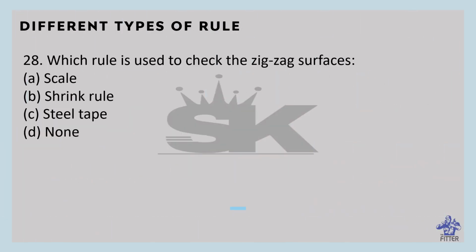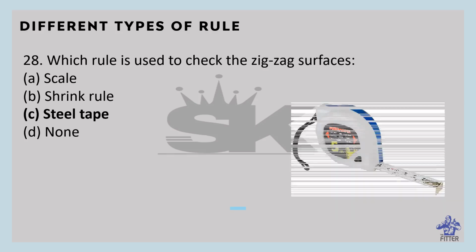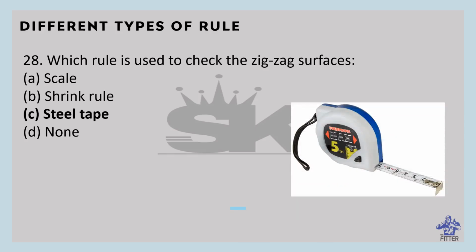Which rule is used to check a zigzag surface? That is steel tape, because it is a flexible tape. It can give you accurate results at any temperature, and it is designed to withstand more wear and tear than fiberglass tapes.